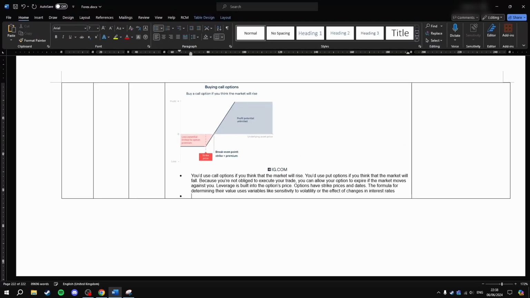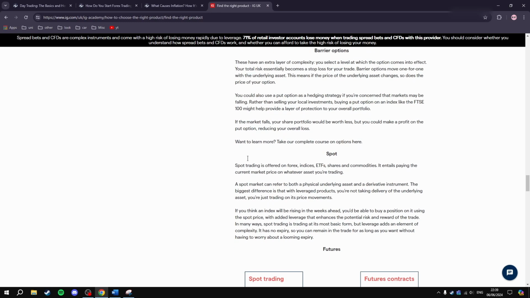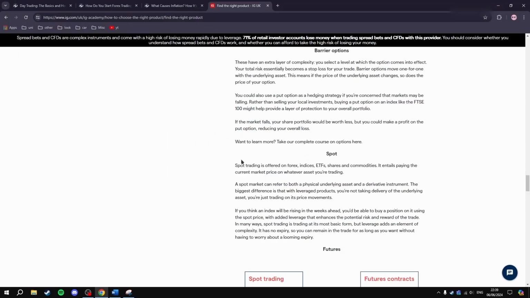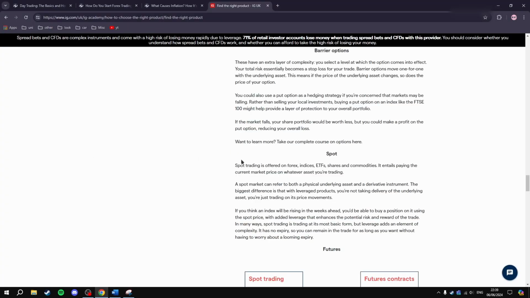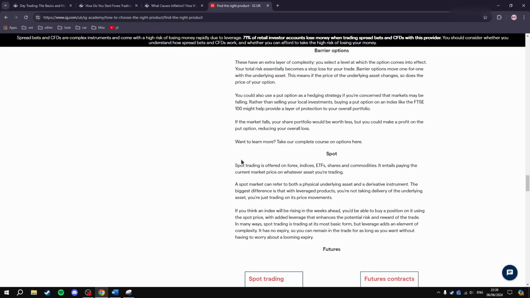Barrier options. These have an extra layer of complexity. You select a level at which the option comes into effect.